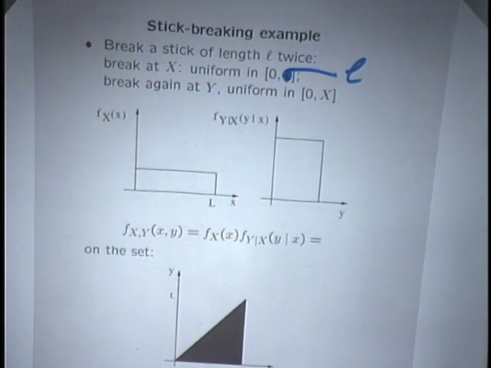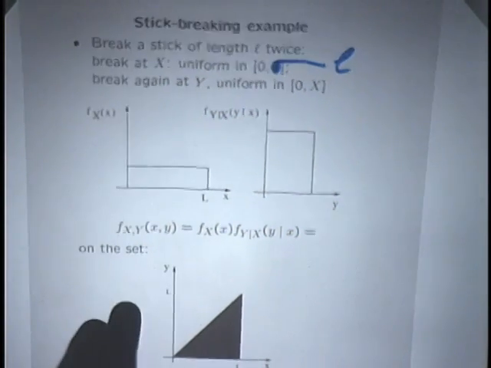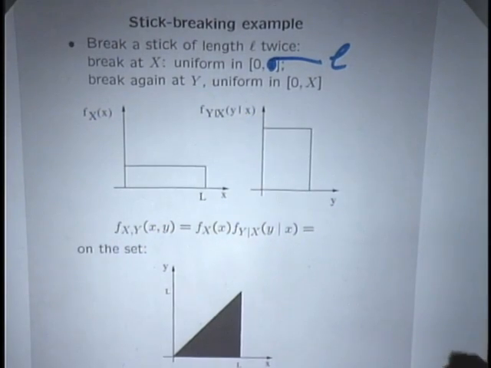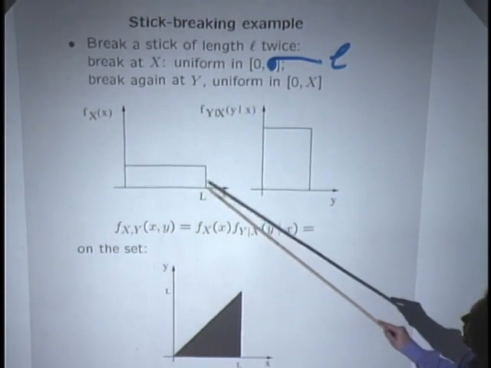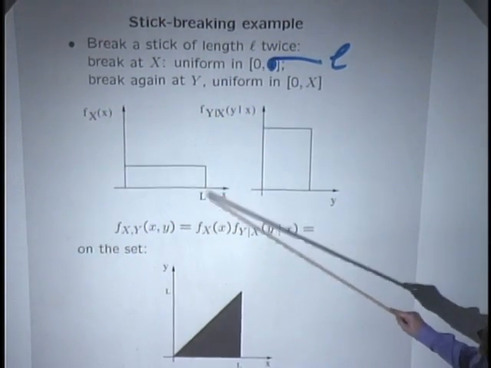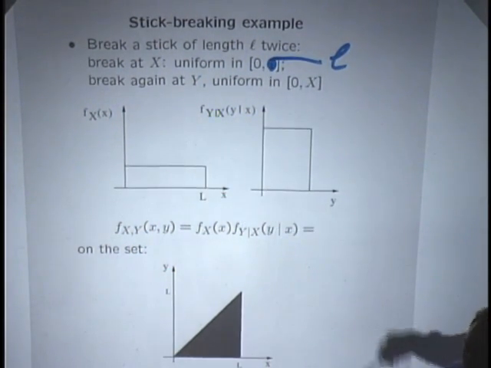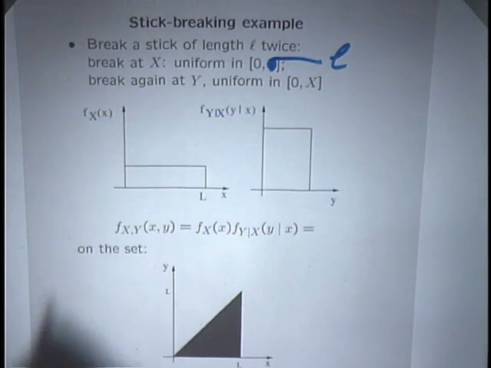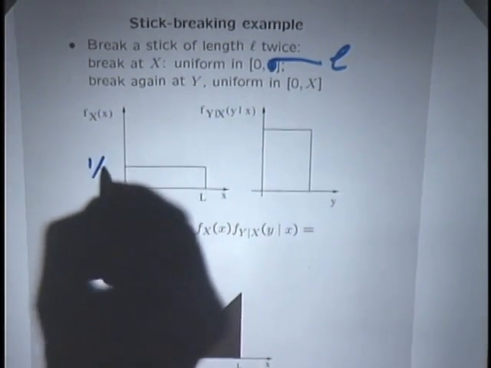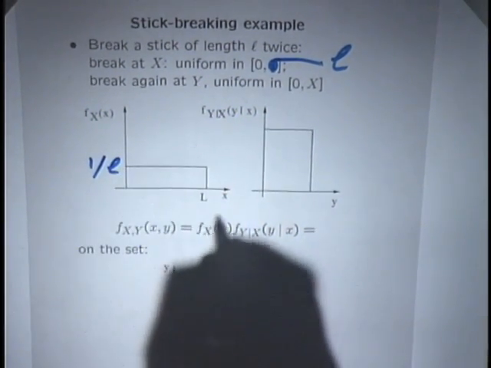And we call that random place where we break it X. X can be anywhere, uniform distribution. So this means that X has a density that goes from 0 to L. I guess this capital L is supposed to be the same as the lowercase l. So that's the density of X. And since a density needs to integrate to 1, the height of that density has to be 1 over L.